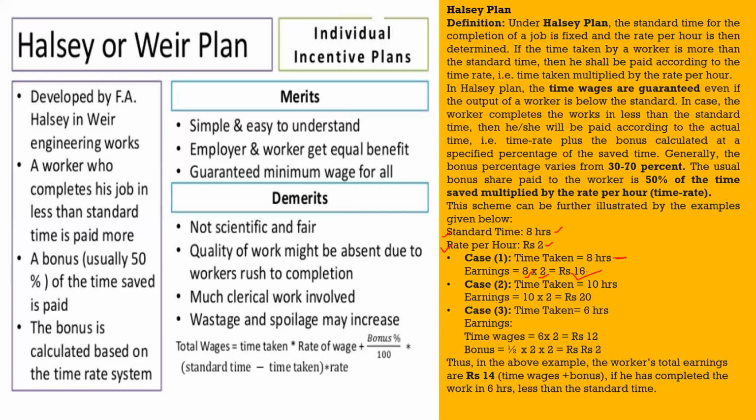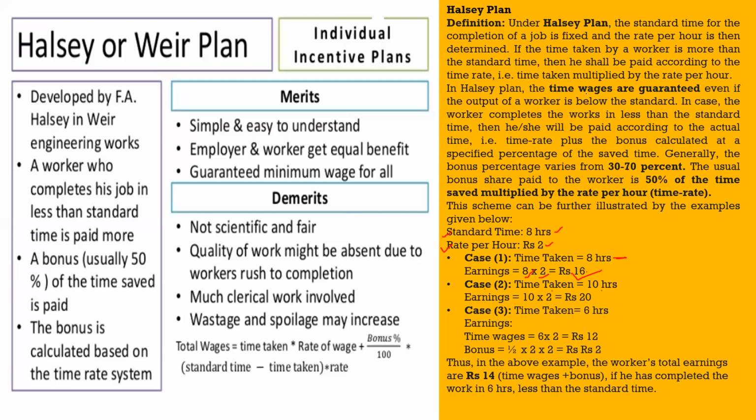Case 2, time taken is 10 hours. It means that he is taking more than the given time, more than the standard time, so he is receiving 10 hours into 2, which is equal to 20 rupees. It is because of the fixed wages.